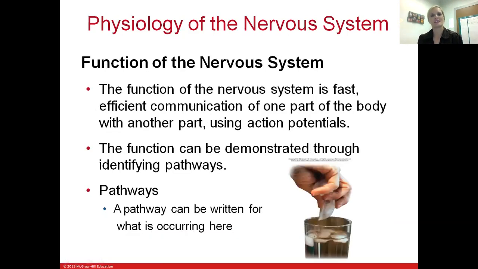So a reminder here at the end, the function of our nervous system is fast, efficient communication of one part of the body with another part, using those action potentials, and those are what we called impulses throughout today's chapter. The function can be demonstrated through identifying different pathways, and the pathway can be written for what's occurring here, just what's happening at that very time.